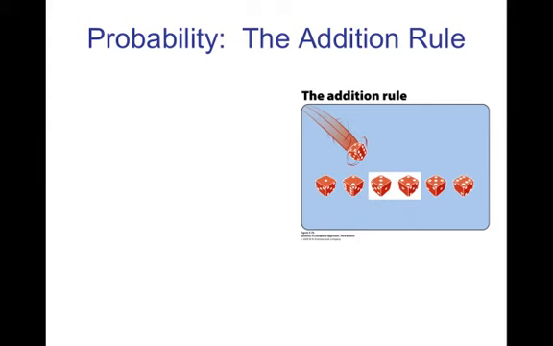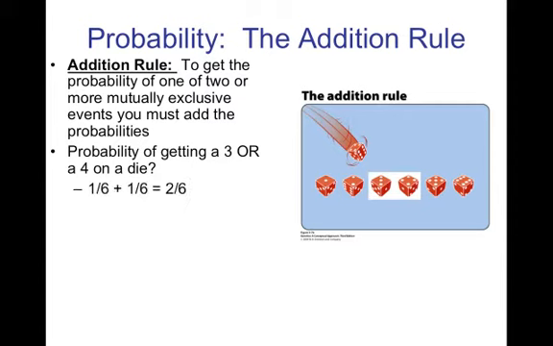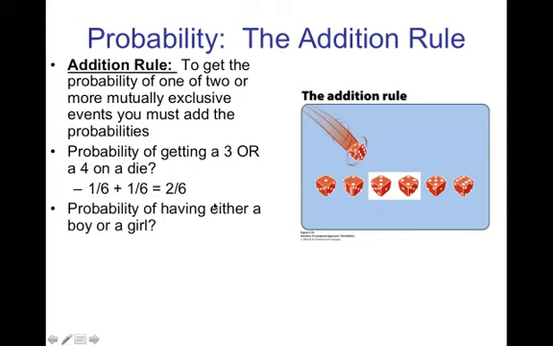All right, let's move on to the addition rule. The addition rule applies to get the probability of one of 2 or more mutually exclusive events. You must add the probability. So let's use the rolling of the die as an example. Probability of getting a 3 or a 4 on the single roll of the die. So you can get either one of those two. We know each individual event would be 1/6, but since it's the same roll of the die, we add them together. So 1/6 plus 1/6 equals 2/6 or 1/3.